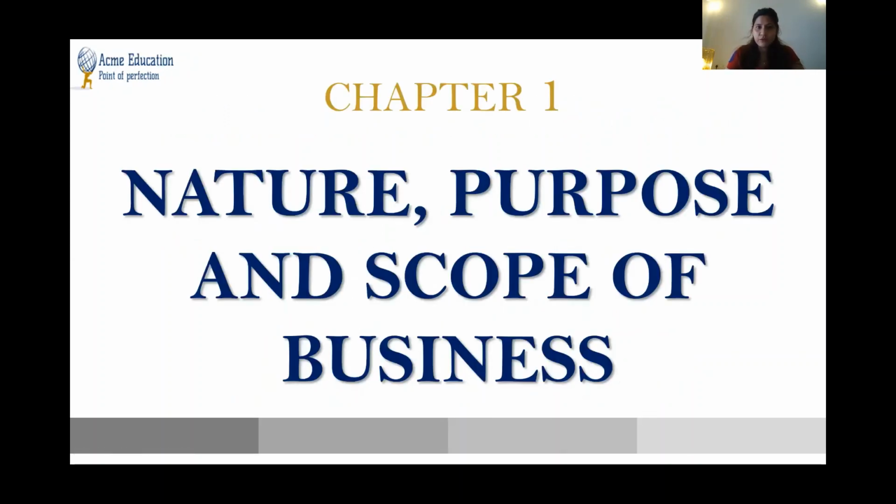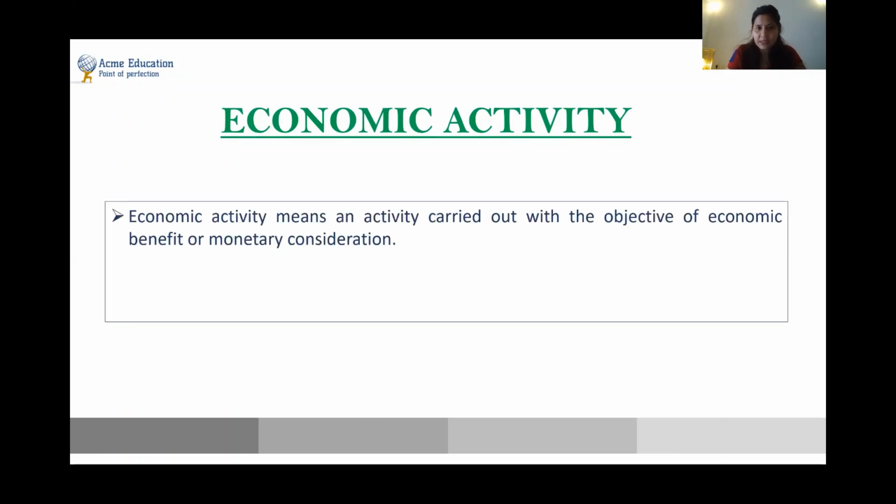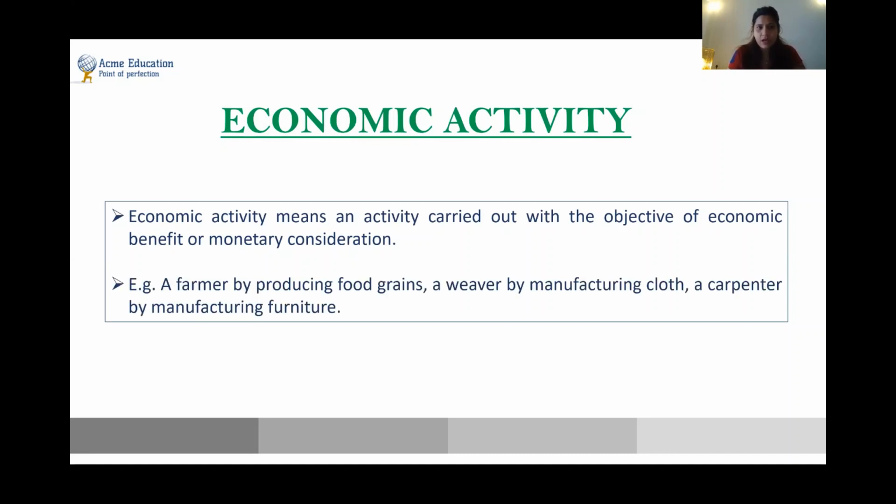We'll start from the first chapter of 11th GSEB, that is Nature, Purpose and Scope of Business. The first thing is, what do you mean by an economic activity? So economic activity means an activity which is carried out with the objective of economic benefit or monetary consideration. An example of which can be like if a farmer is producing food grains and he's selling it in the market, then he's doing an economic activity.